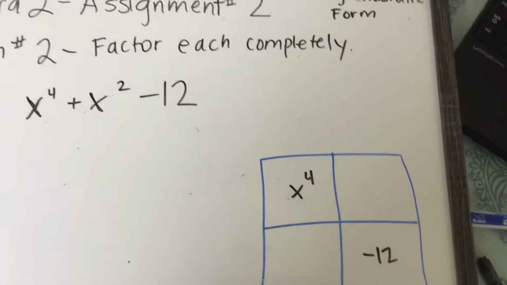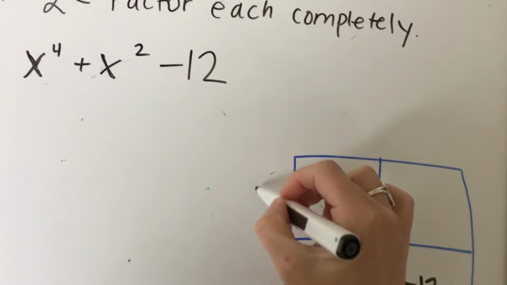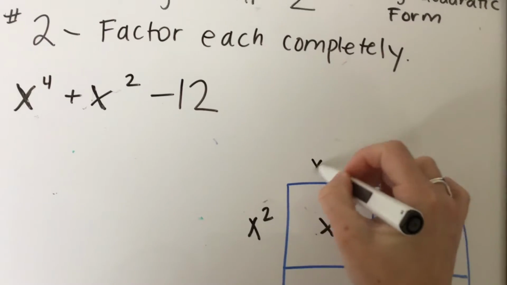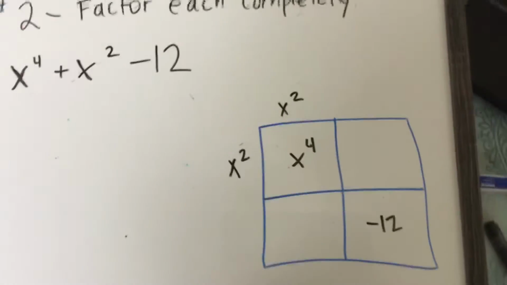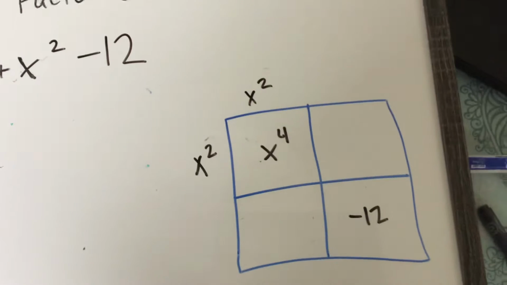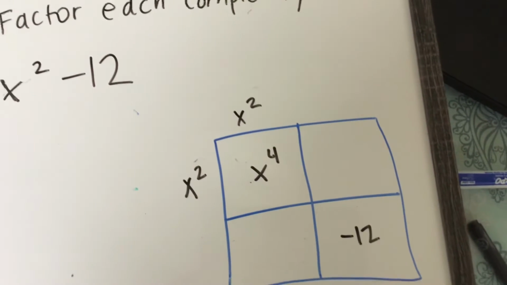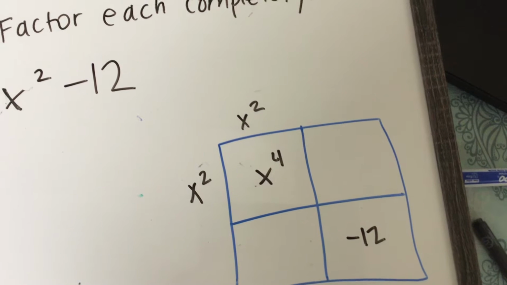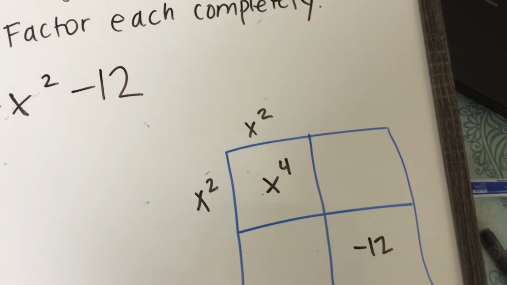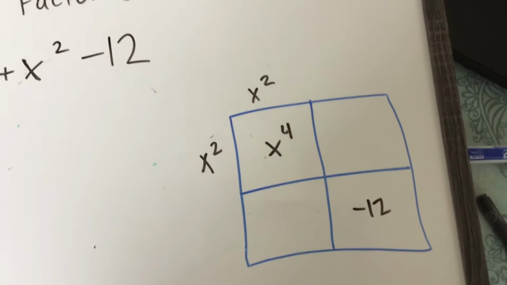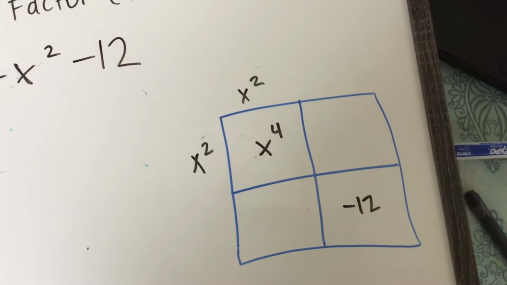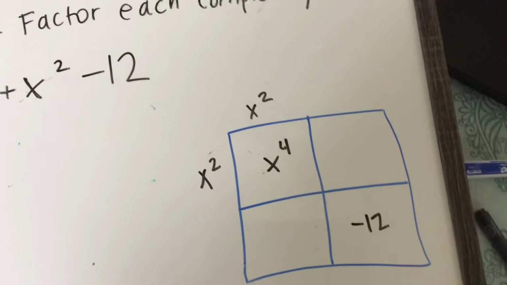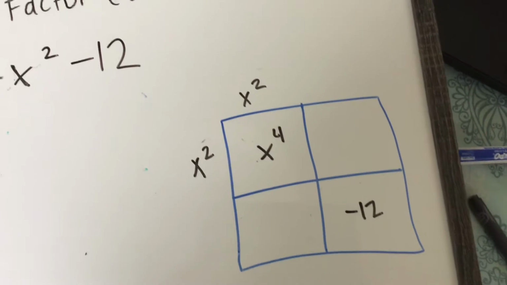Commonly students put x squared and x squared. There are a couple of other ways you could do it. You could do x to the 3rd times x, or you could just do x to the 4th times 1. But we're going to test this out as x squared and x squared first, and you'll see why this makes sense when we get to the end.